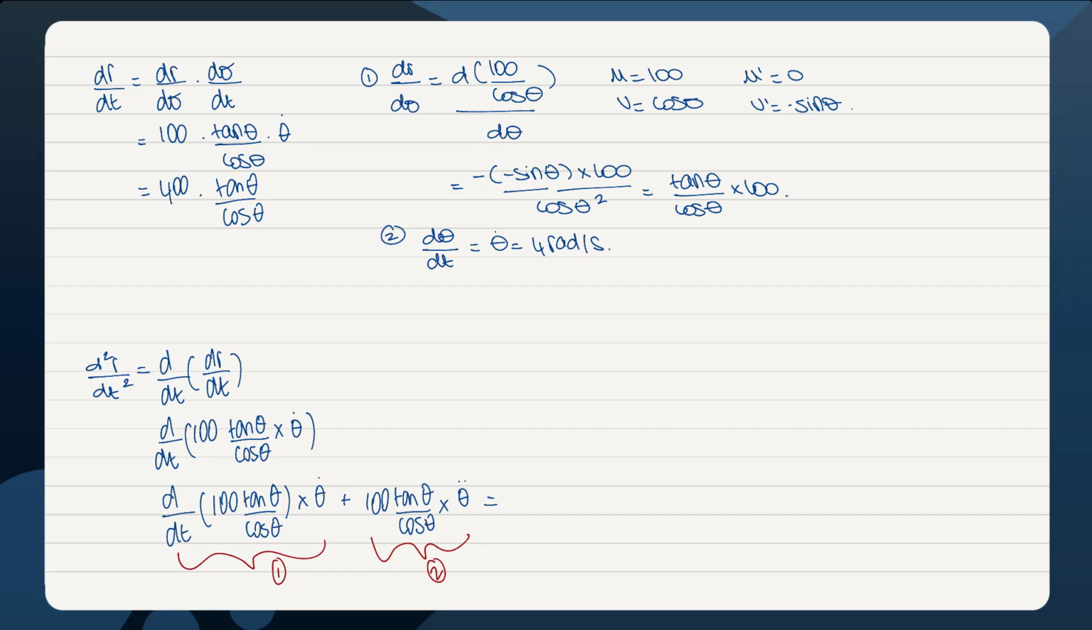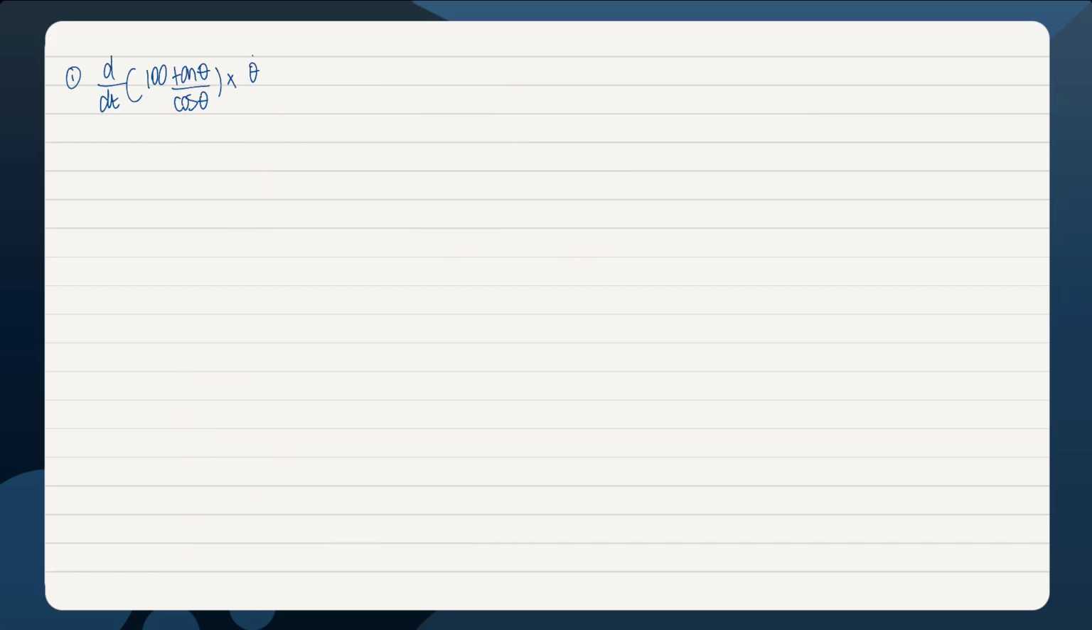So now tackling the first term, which is d over dt of 100 tan theta divided by cosine theta times theta dot. We notice that we want to find the derivative with respect to time of an expression that's related to theta. So we need to apply the chain rule here as well. So adding d theta in the denominator and the numerator, we get d over d theta of the whole expression, 100 tan theta divided by cosine theta, times d theta over dt times theta dot. So you can clearly see here that we've added d theta in the denominator and the numerator.